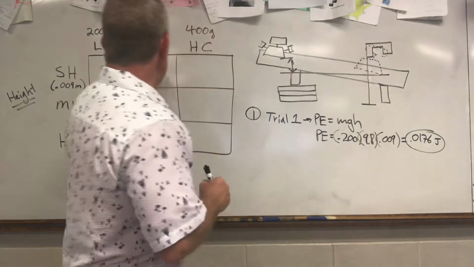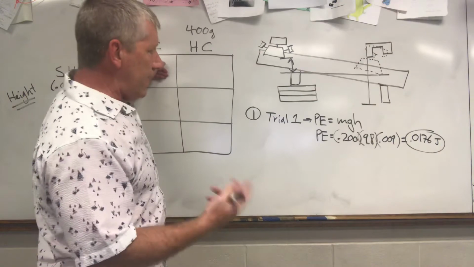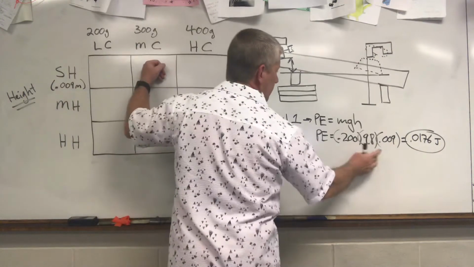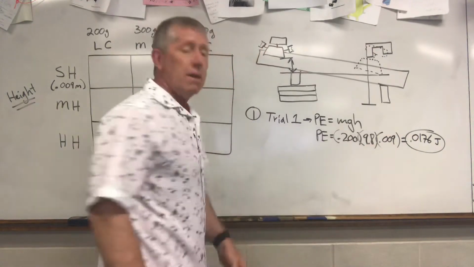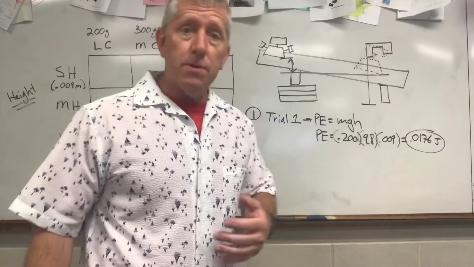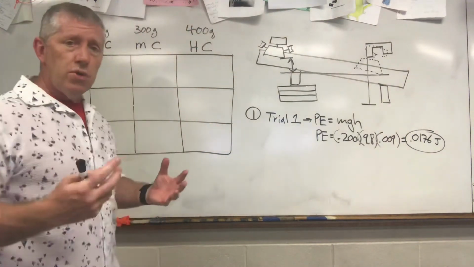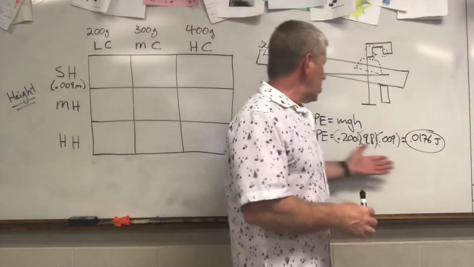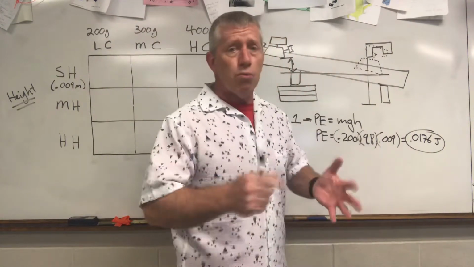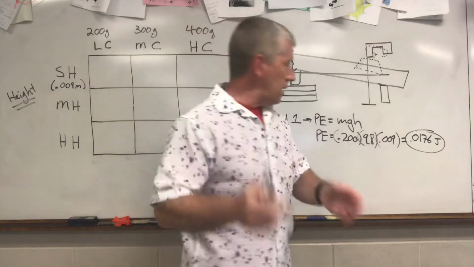So for trial 2, you'll take the height of the hill, which is still 0.009, times 9.8, but you're going to multiply it by 0.3 because that was a 300-gram cart for the second trial. You just go ahead and do that, and then just give me the answers. So you can just calculate these out. You don't have to keep writing them out. Do the calculation on the calculator and get an answer.